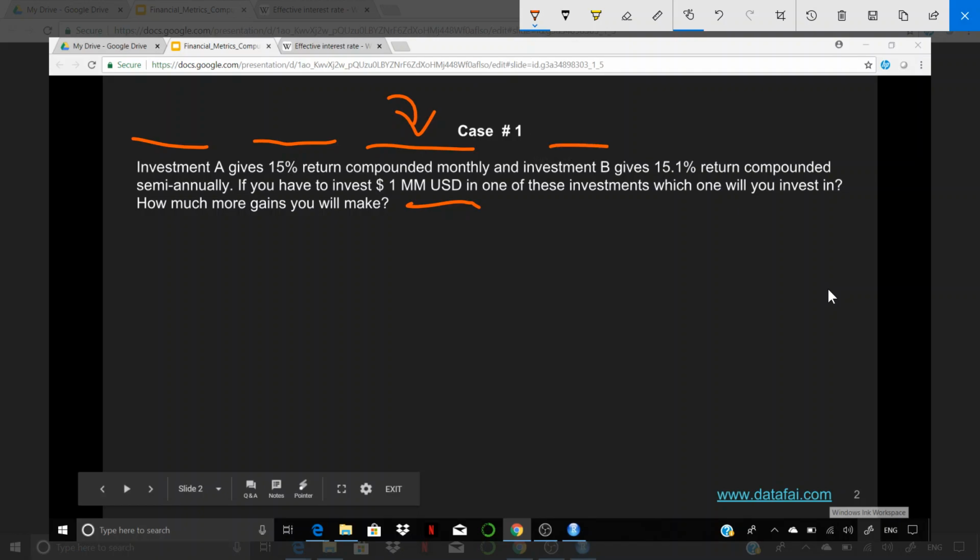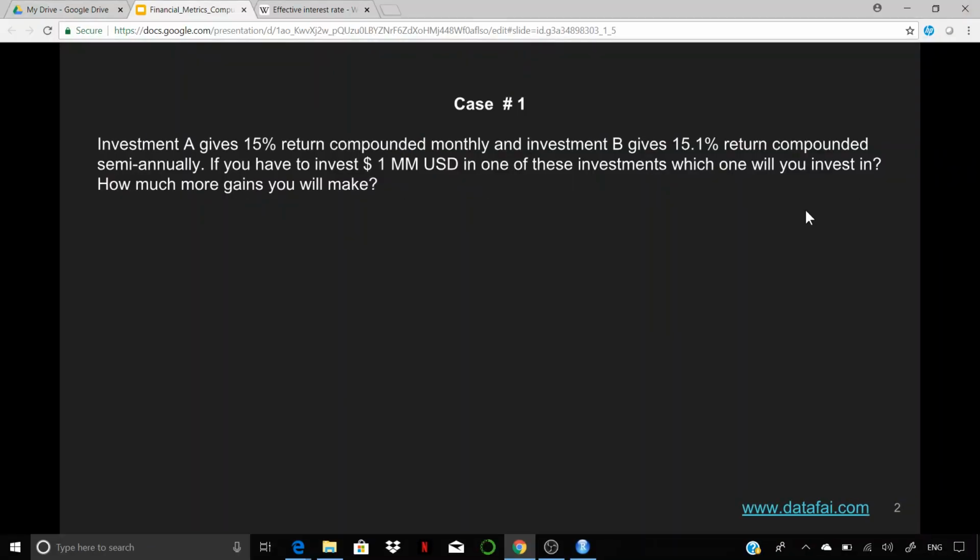Similarly, there is investment B, which gives you a higher return, which is 15.1%. But the compounding will be happening on a semi-annual basis and not on a monthly basis as in the previous investment. So the question I have for you is, which investment option are you going to choose and why, right? So think about it for a minute. Let me know what you think. Okay, so I think you would have thought a little bit about that. So let's keep going.